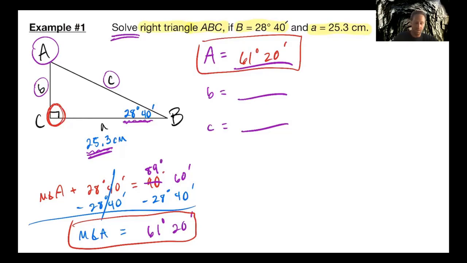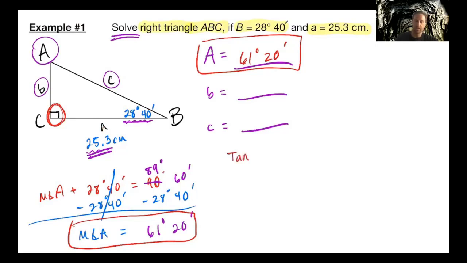So let's start with finding the next letter in the alphabet, lowercase b. And if I'm using this angle, that would be the side opposite of it. And then I'd have to use the side adjacent because that's the other one I know. So what trig function would I use for opposite and adjacent?